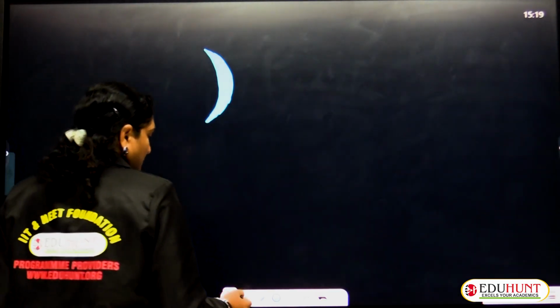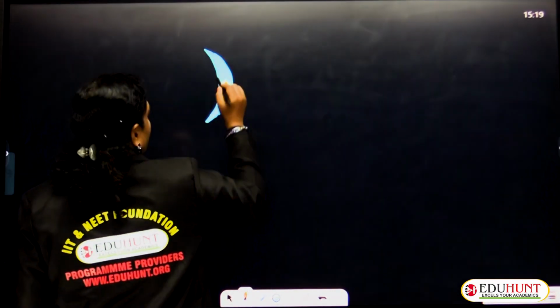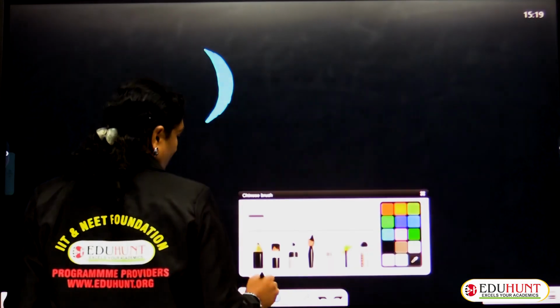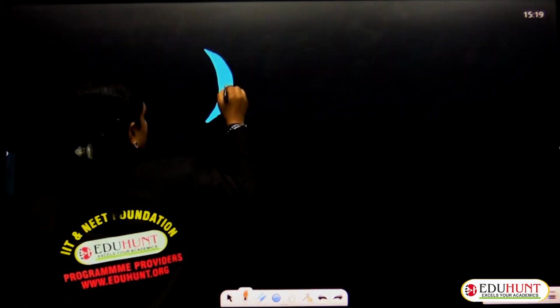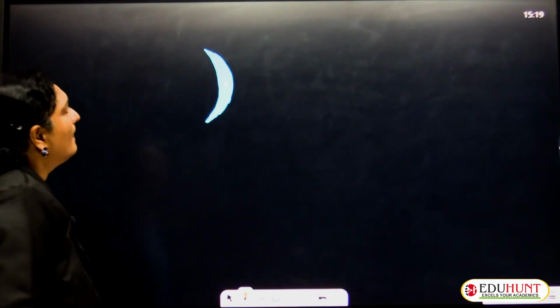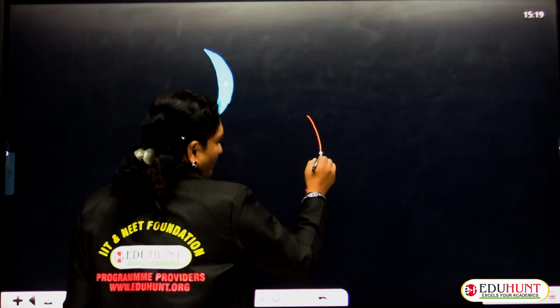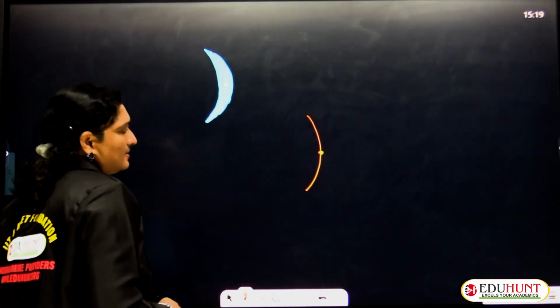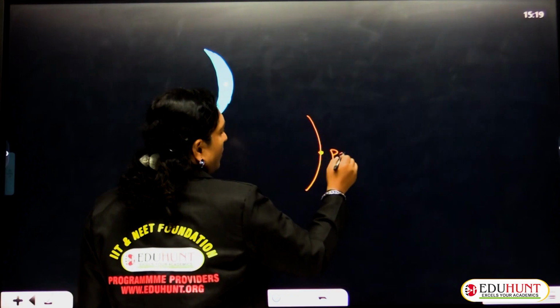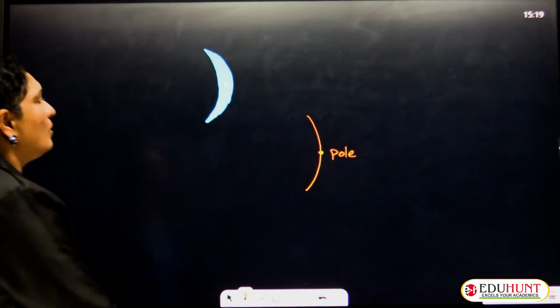In this mirror, the center point of the mirror is named the pole or vertex. This point itself is called the pole or vertex. If the mirror is very thin, it will be shown something like this. This is called the pole of the mirror. The midpoint of the mirror is called the pole of the mirror.